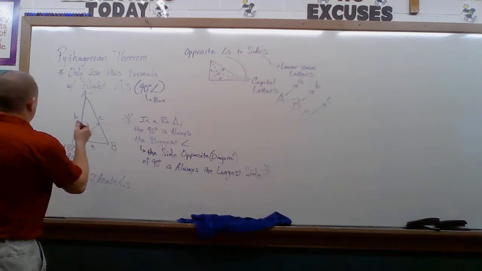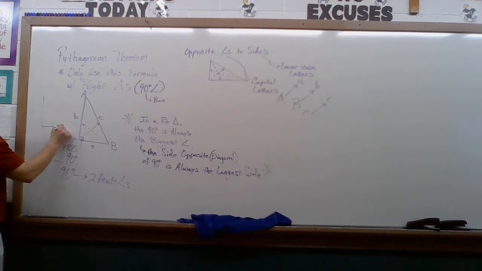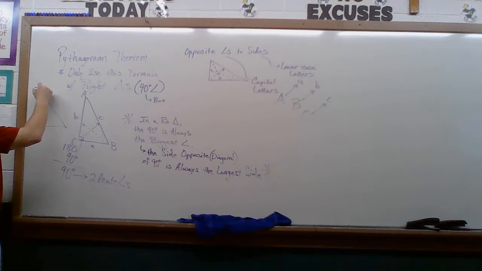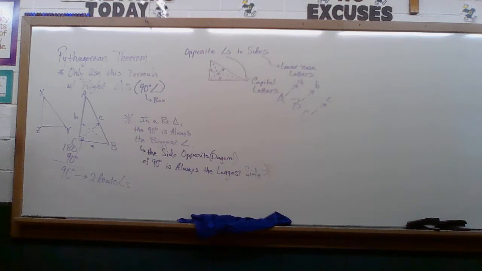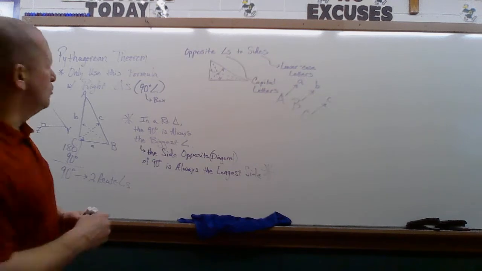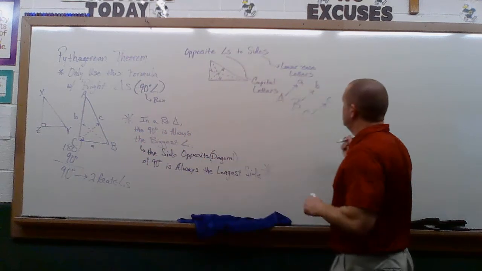So again, if we drew another right triangle right here, but instead of A, B, and C, we used X, Y, and Z. What is my, and sorry, come back and put my box there. What is my longest side in this case? Z. Z, right? The side that's opposite of that 90-degree angle. Everybody okay with that?